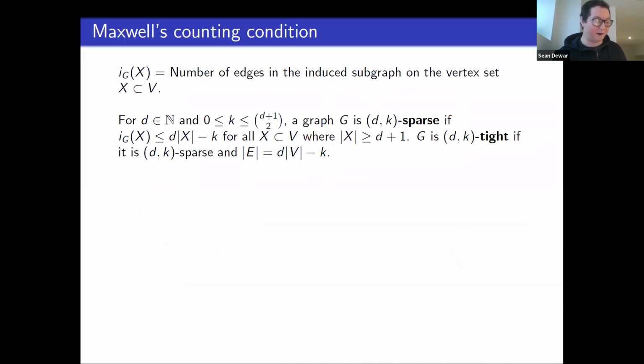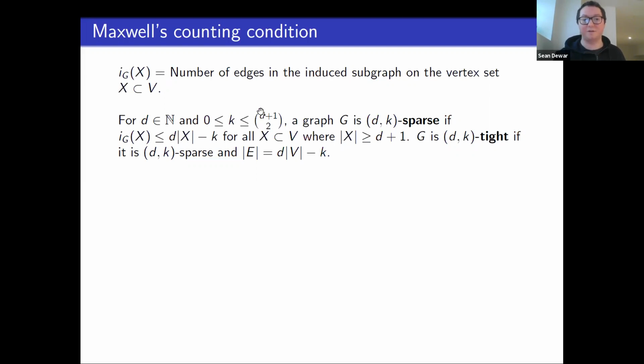Okay, I mentioned before about combinatorics. We're going to get onto this now, which is Maxwell's counting condition. But we're going to do a generalization of it. So I've got this induced number here. So this is the number of edges of the induced subgraph on a vertex set X. And we've got these (k, d)-sparse and (k, d)-tight conditions that you probably have seen before in some similar sense.